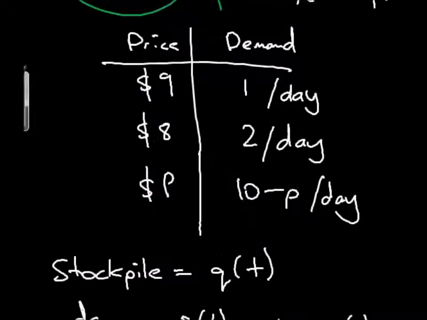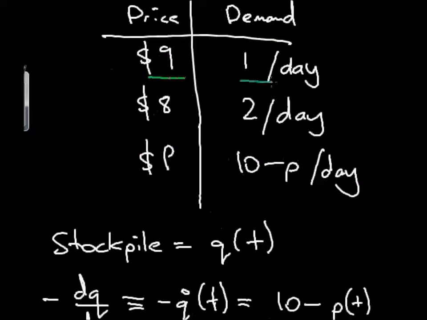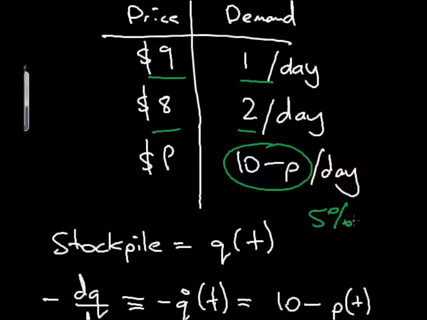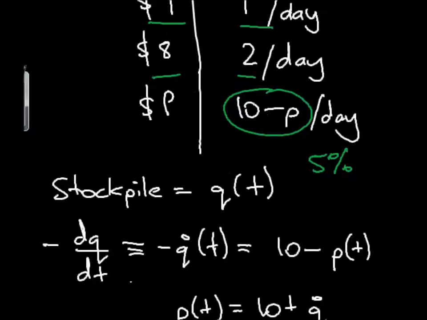If I charge $9, I will sell one can a day. If I charge $8, I will sell 2. In general, I will sell 10 minus price beers per day. All of this money goes into my bank account, which earns 5% interest, compounding. How can I maximize my takings?